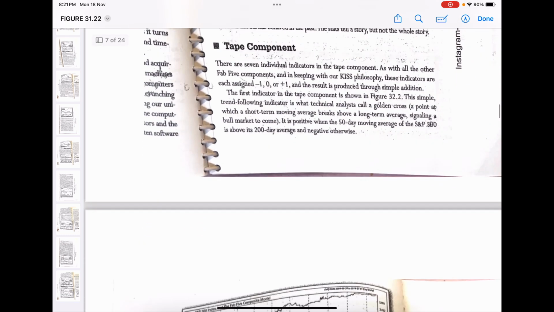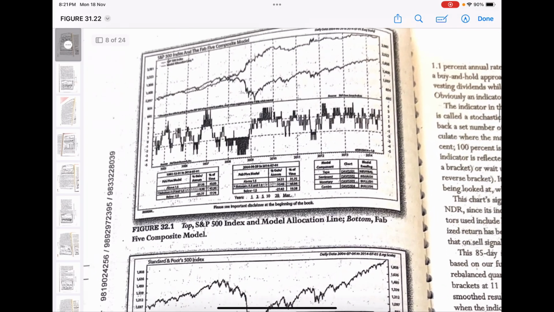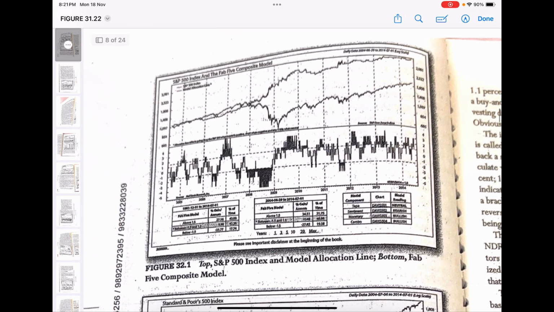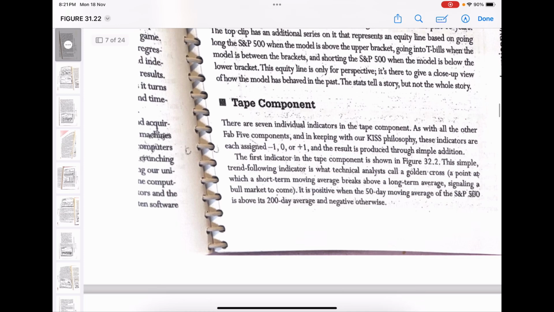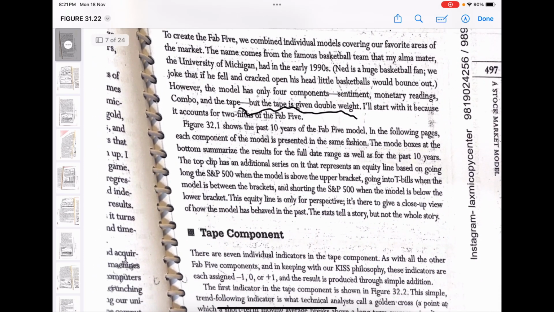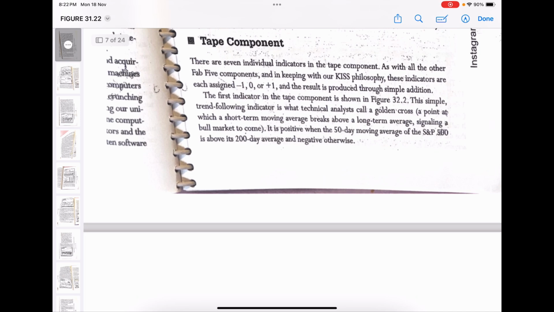Figure 32.1. Okay, this is Figure 32.1. I don't know if you can see this, but it's giving you the S&P 500 index and the model allocation line. At the bottom, you have the Fab 5 composite model. The model boxes at the bottom summarize the results for the full date range as well as for the past 10 years. The top clip has an additional series that represents an equity line. Okay, now let's talk about tape.